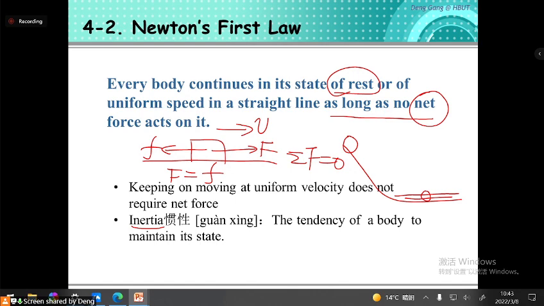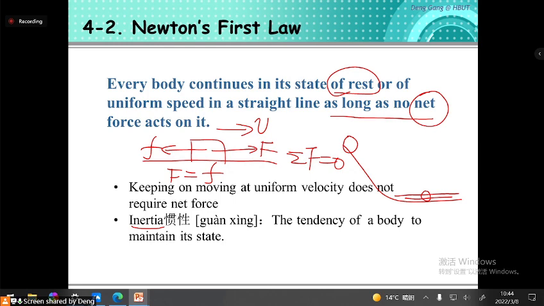So remember here, no net force does not mean no force. There can be several forces on this object, and the net force, the total force on it, can be 0. So this makes it possible in our daily life. Even on a rough surface like this, the friction is inevitable, but we can apply force on it, and this makes the net force 0. So this is possible in daily life.